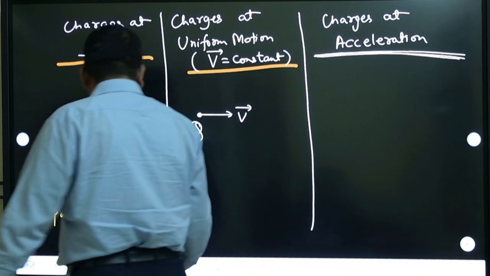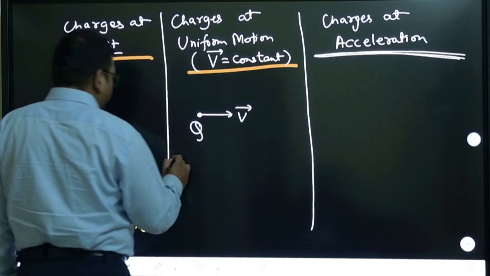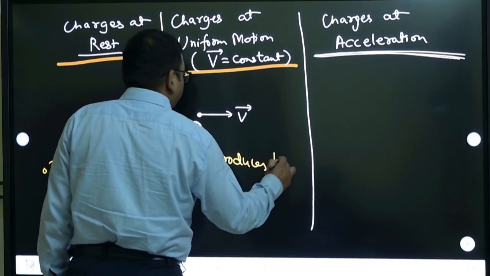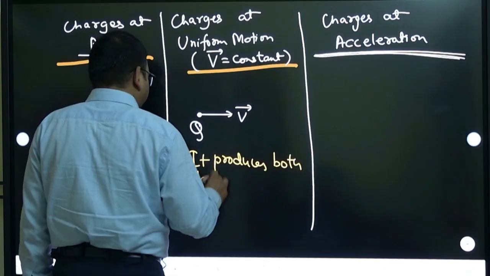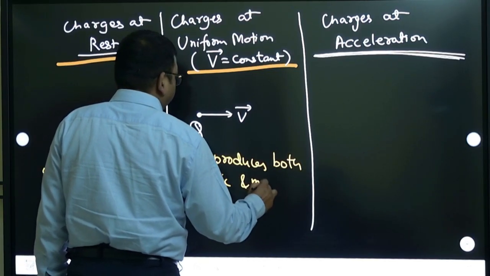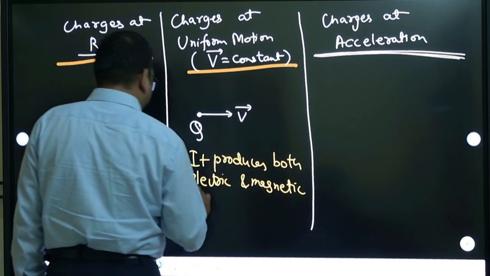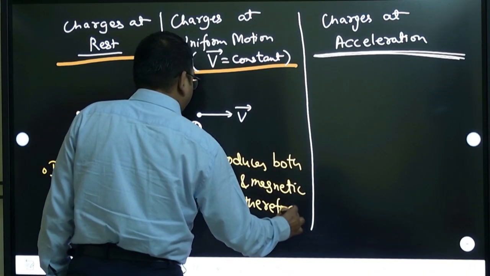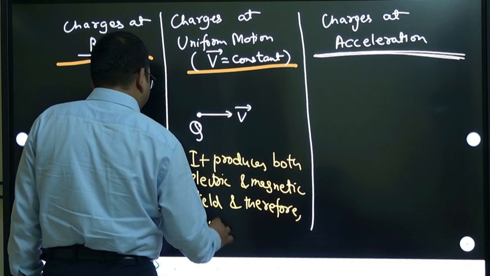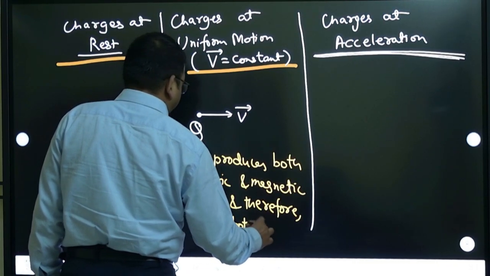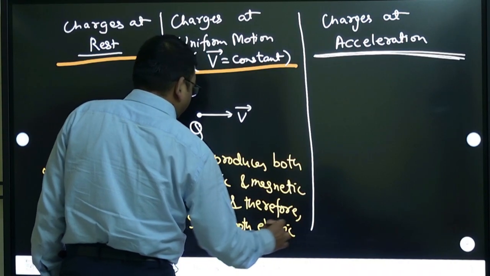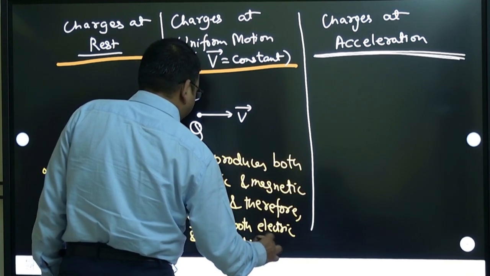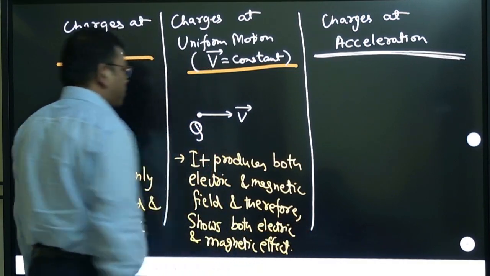So moving charges with constant velocity produce both electric and magnetic field, and therefore show both electric and magnetic effect.